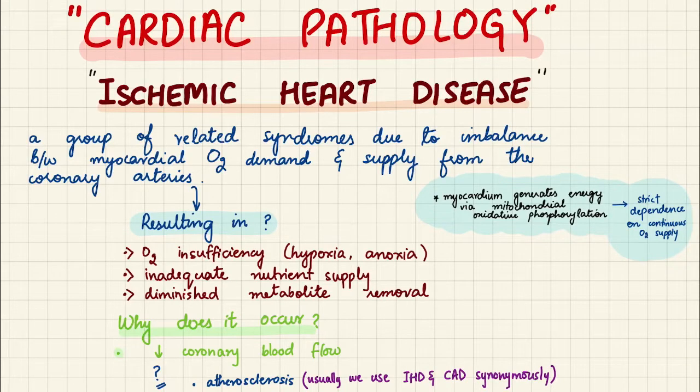The first topic to discuss in cardiac pathology is ischemic heart disease. Ischemic heart disease is a group of related syndromes due to imbalance between myocardial oxygen demand and supply from the coronary arteries. What will happen as a result is that the myocardium is not getting enough oxygen, there is inadequate nutrient supply, and there will be diminished metabolite removal.